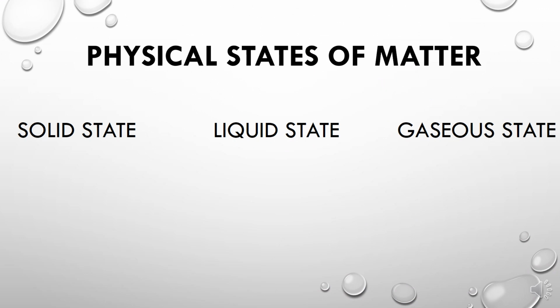Next, how can we classify matter on the basis of physical states, like physical appearance of matter? On that basis, there are three main states of matter.